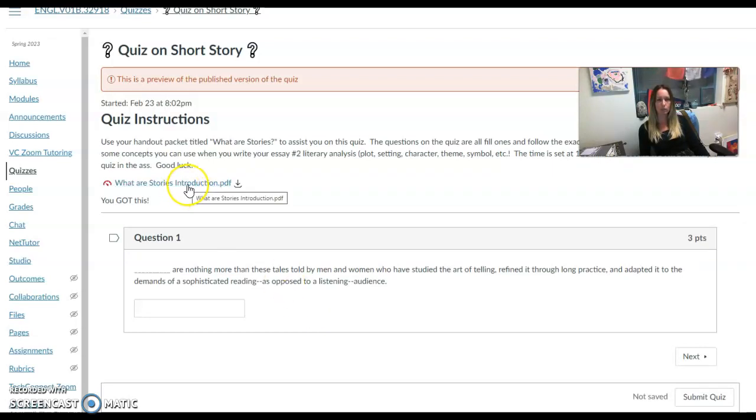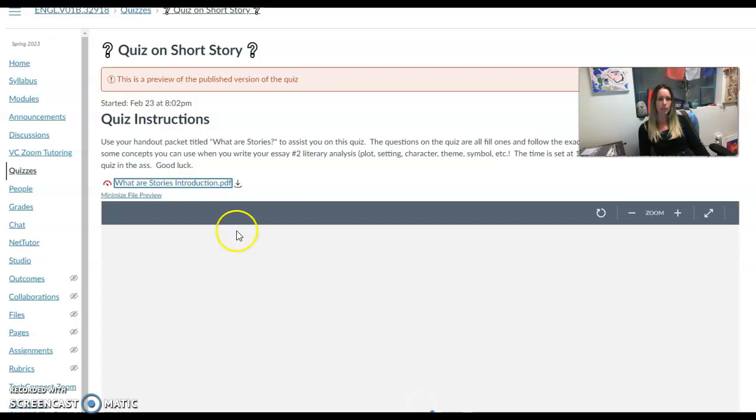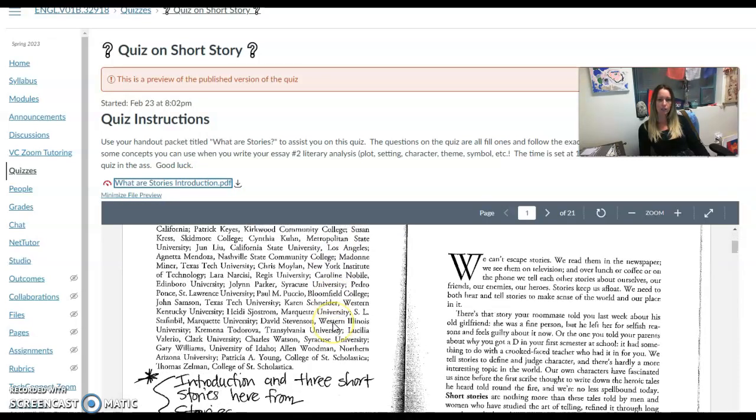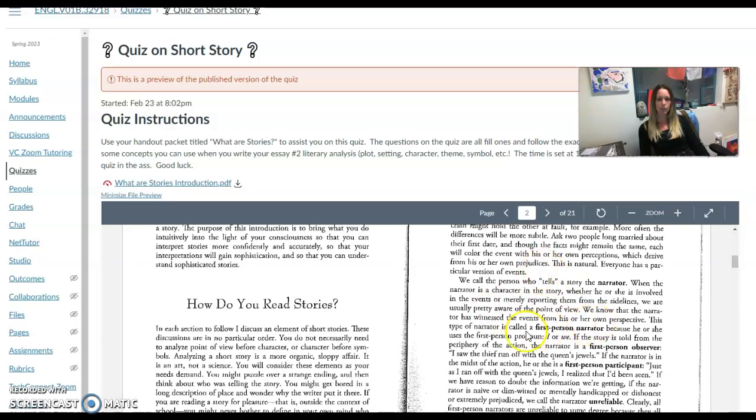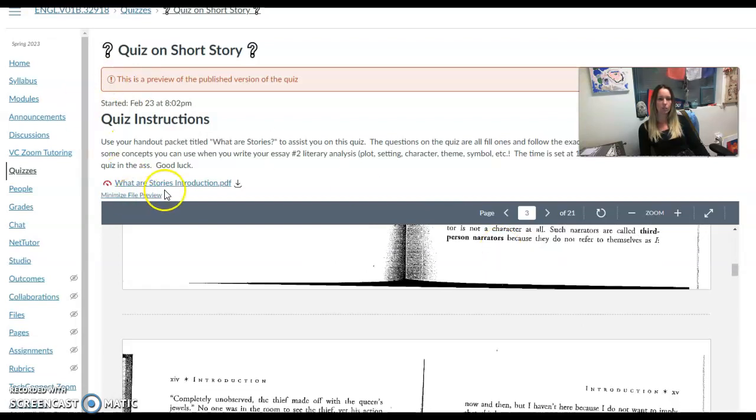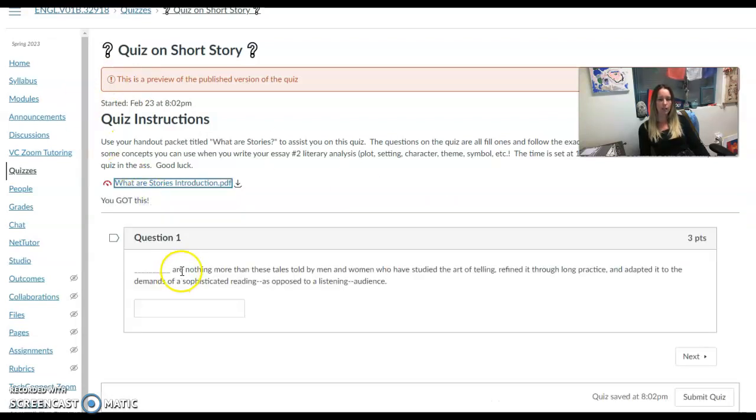So my advice for you is to check out the reading here, highlight the concepts and terms from the packet, what are short stories. Anything in bold is a term that will be on the quiz. And so you're really just practicing that. This is what a question might look like. So blank are nothing more than these tales told by men and women who have studied the art of storytelling, refined it through long practice, and adapted it to the demands of a sophisticated reading as opposed to a listening audience. And so these are what the questions look like.